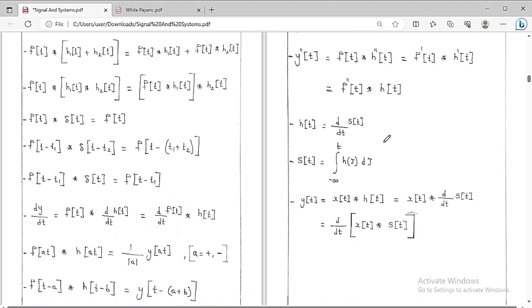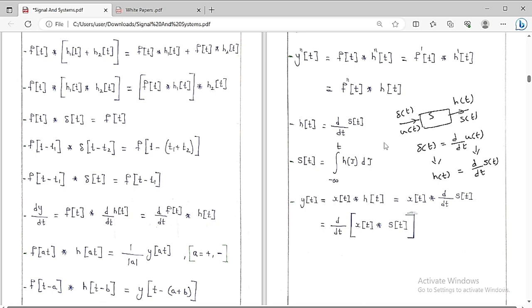Now the next thing is, I have already told you this point many times. For a given system, if the input is delta of t, then the response is the impulse response h of t. Suppose if the input is u of t, then the response is the step response s of t. If you know the input relations, then you can also get the output relations. Delta of t is the derivative of the step signal, and the same thing for the response: for delta of t the response is h of t, and for the step signal the response is the step response s of t. So you can see h of t is equal to d by dt of s of t, as you can see clearly here.